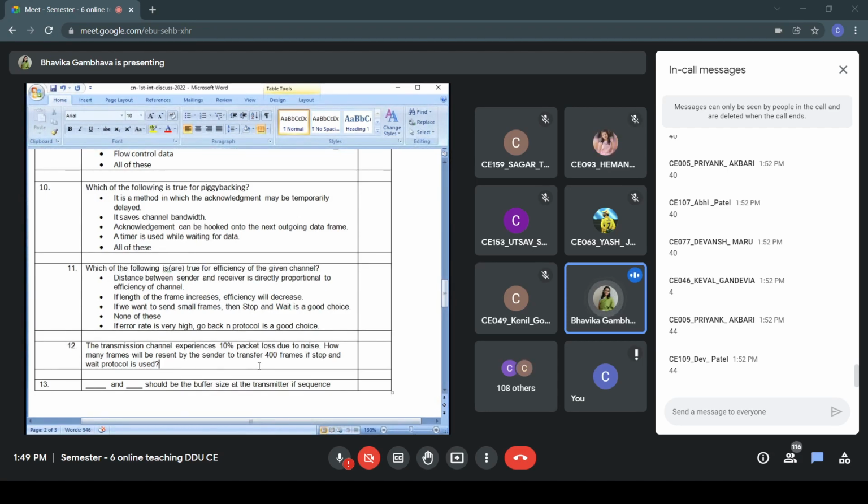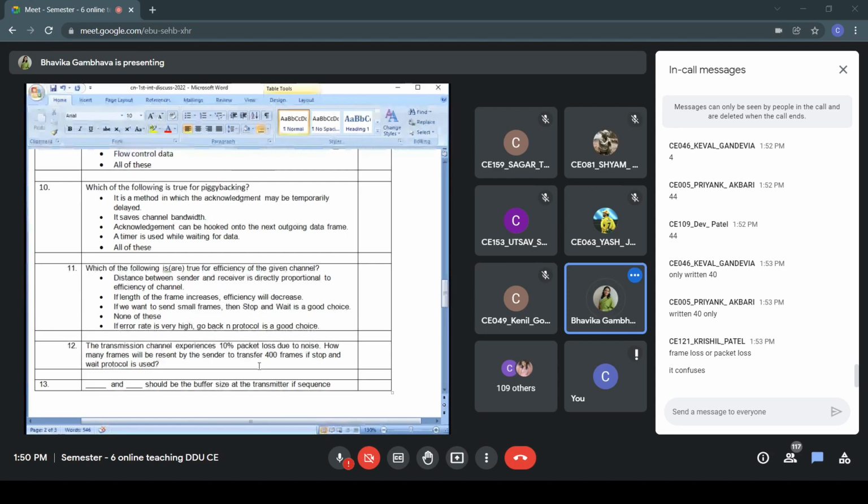Most of you have written 40 only, I think. Most of you wrote 40, for 400 frames. So 40 will be retransmitted. Frame loss, frame loss. Packet loss is a terminology which is very frequently used to indicate how much data will be lost. So that is frame loss only.